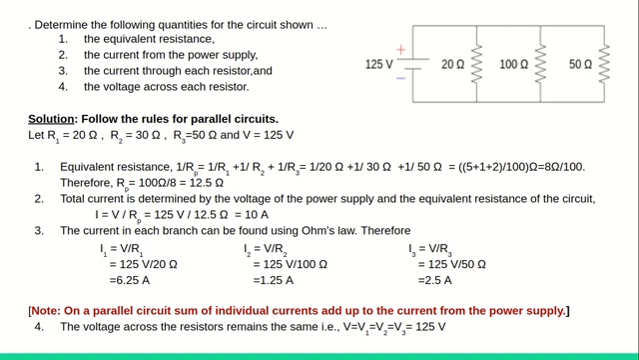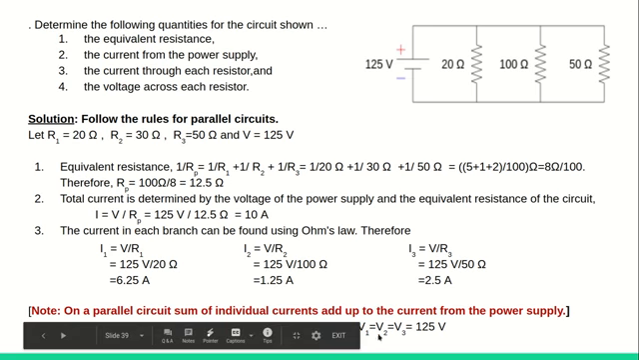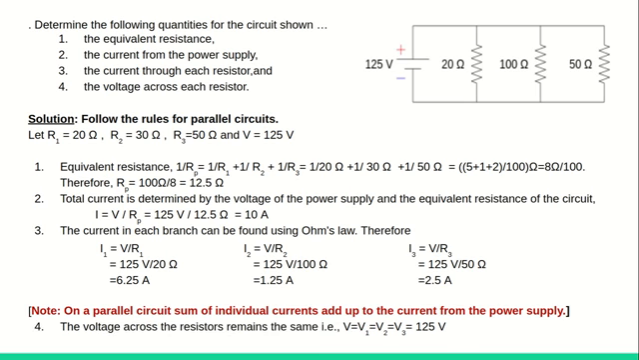The fourth part of the question, voltage across each resistor. Since it's a parallel circuit, the voltage remains constant, and so V is equal to V1, which is equal to V2 equal to V3, which is 125 volt. So 125 volt potential difference is a constant value throughout the circuit.